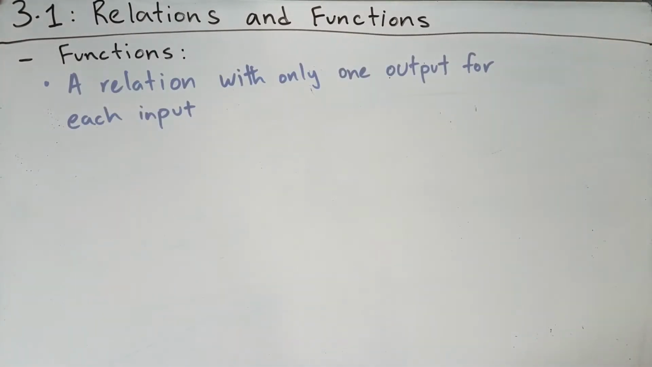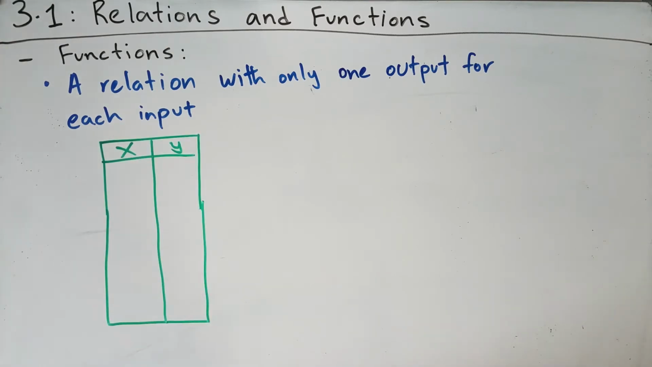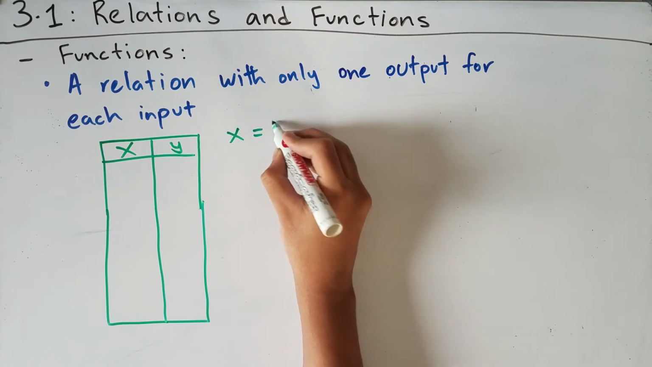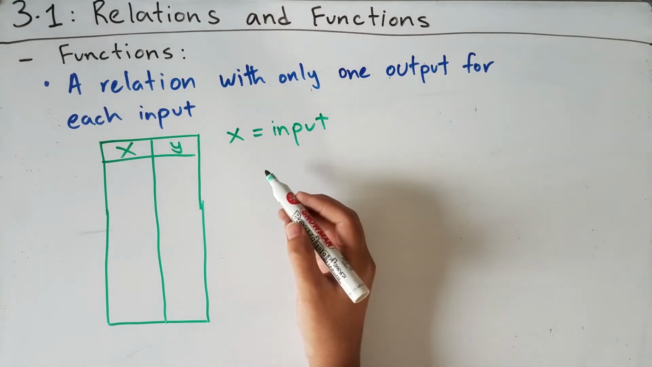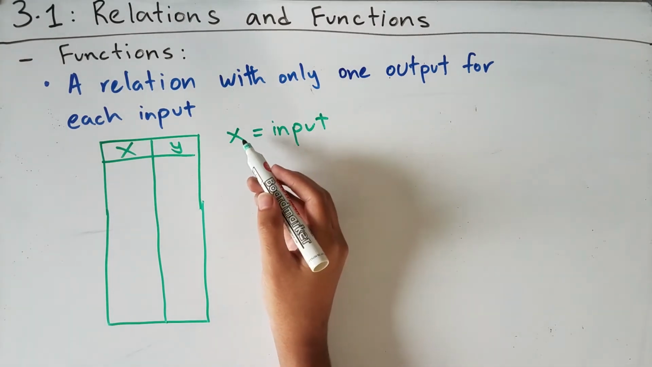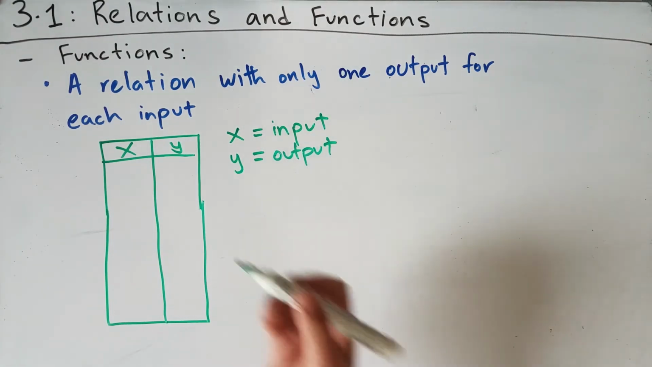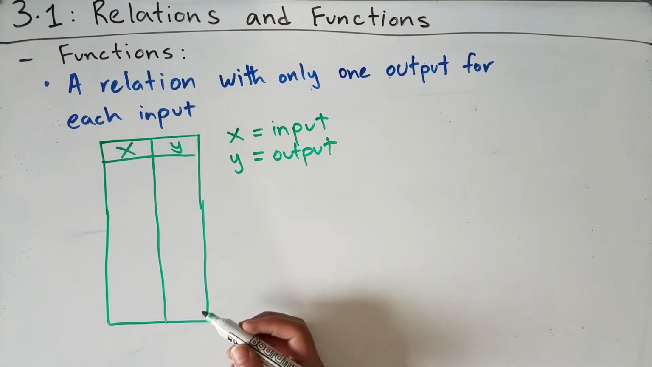What about functions? A function is a relation with only one output value for each input value that you put in. So let's draw a table and see what this means. Let's say that you had a relation between x and y, where x was our input. Most of the time in mathematics you'll find that x is always going to be your input, while y usually is going to be your output. So let's come up with a table which will represent this relation.